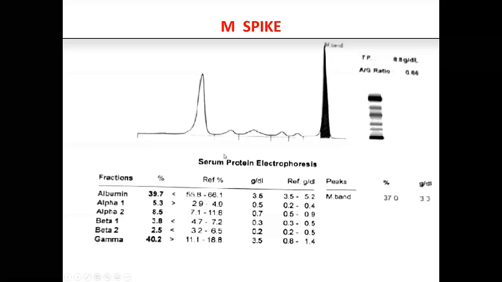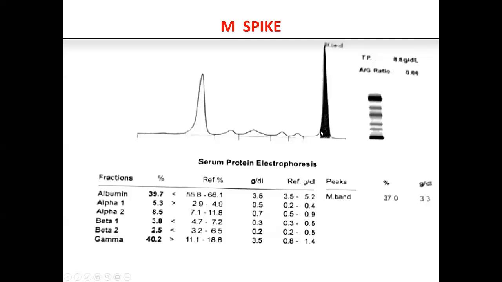Now this is another case. What we find here is albumin is normal, and then we have alpha 1, alpha 2, beta 1, beta 2, and this is a gamma. Here we find a protein which has surpassed even the albumin. The amount of this protein is 37% in this particular case. And what we find here on electrophoresis is a spike. We call it an M band or M spike, but actually it is a gamma globulin.